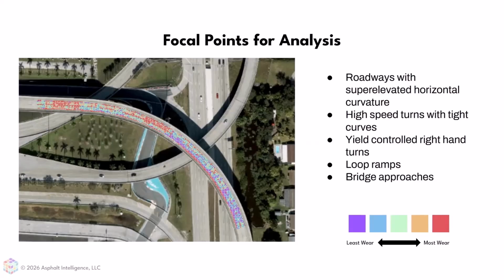During the development of Asphalt Intelligence, a number of licensed professional engineers with at least 10 years of roadway design and planning experience volunteered for this project to make sure that, once again, the algorithm's output was in line with what we'd expect and what we'd know about how vehicles interact with the road surface. And what they found consistently was that the algorithm would pick up roadways with super elevated horizontal curvature, high-speed turns with tight curves, yield-controlled right-hand turns, loop ramps, and bridge approaches.